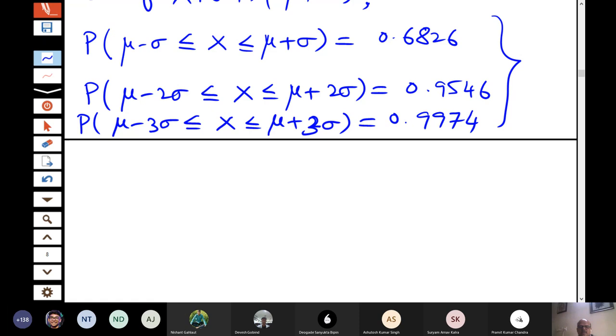Of course, now there is a concept of even higher limits. Basically, if we say 3 sigma limit, what does it mean? It means out of 10,000 produced items, 26 items are likely to be rejected because you have 0.9974. So 26 observations are likely to be rejected out of 10,000 produced items.